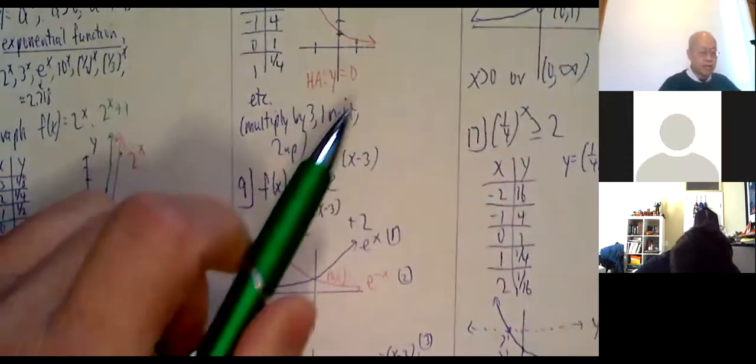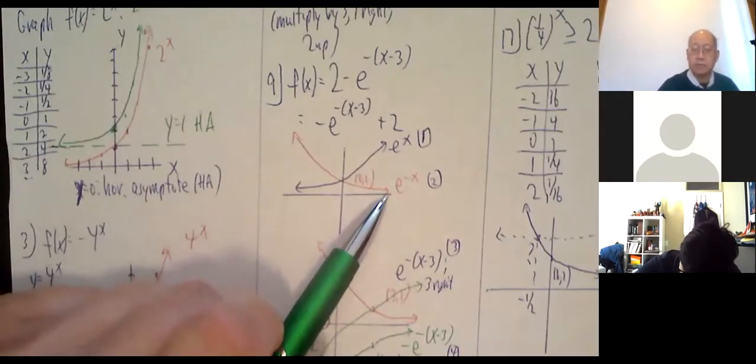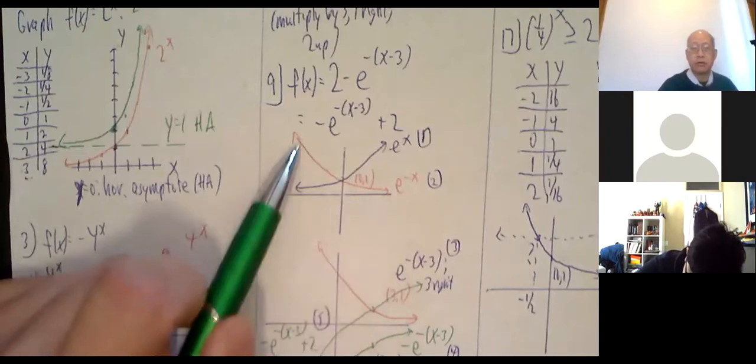Yeah, so pretend this is like 0.37 to the x power. That's between 0 and 1, so it's going to fall.